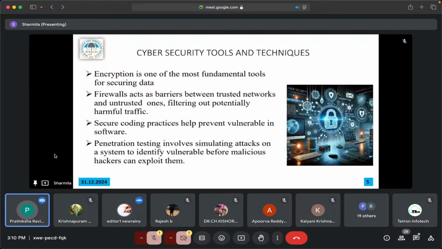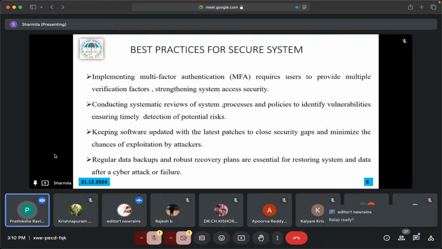Encryption is one of the most fundamental tools for securing data. Secure coding practices help prevent vulnerabilities in software. Penetration testing involves simulating attacks on a system to identify vulnerabilities before malicious hackers can exploit them. Implementing multi-factor authentication requires users to provide multiple verification factors, strengthening systems against security breaches.